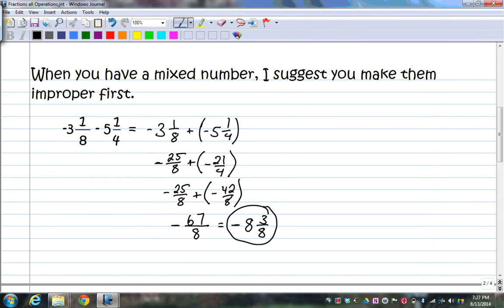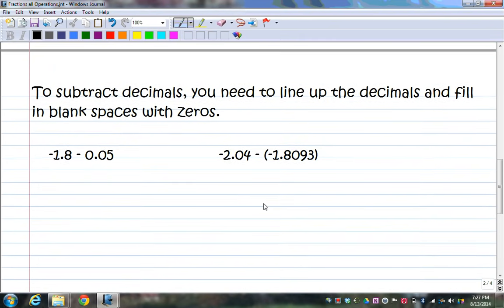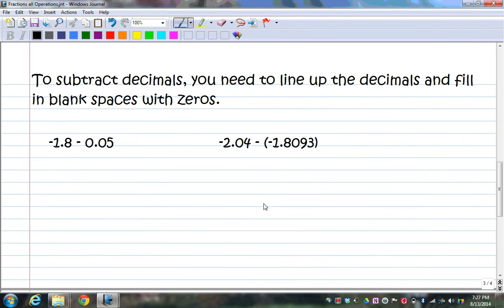Let's try some decimals. Adding and subtracting decimals, remember that you need to line up the decimals, and you fill in the blanks with zeros. And again, put the bigger number on top. Not the one with the more digits, the bigger number. So, first thing I'm going to do, just like before, is I'm going to change this to addition.